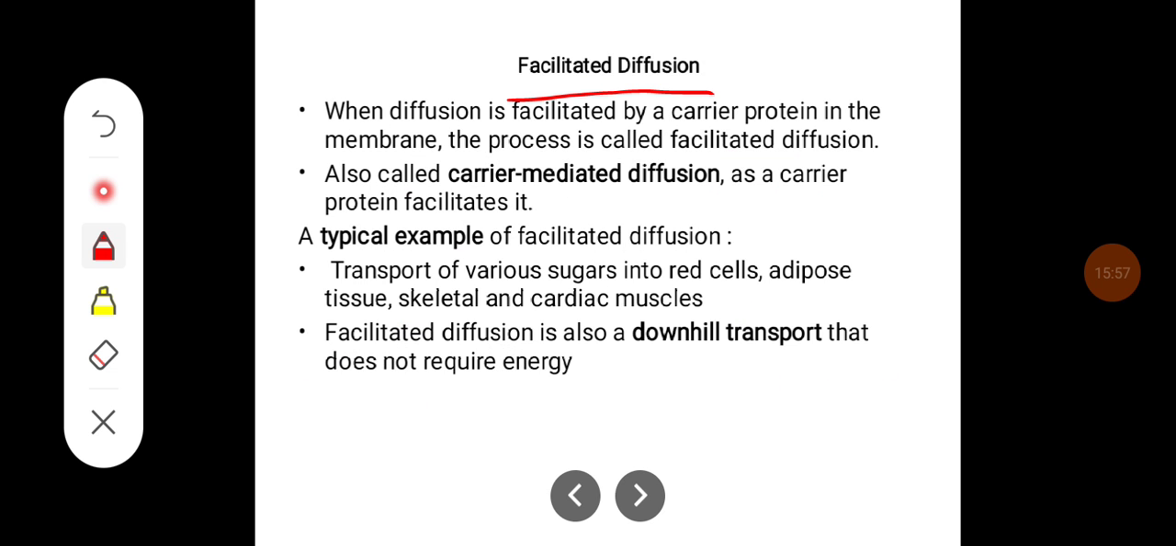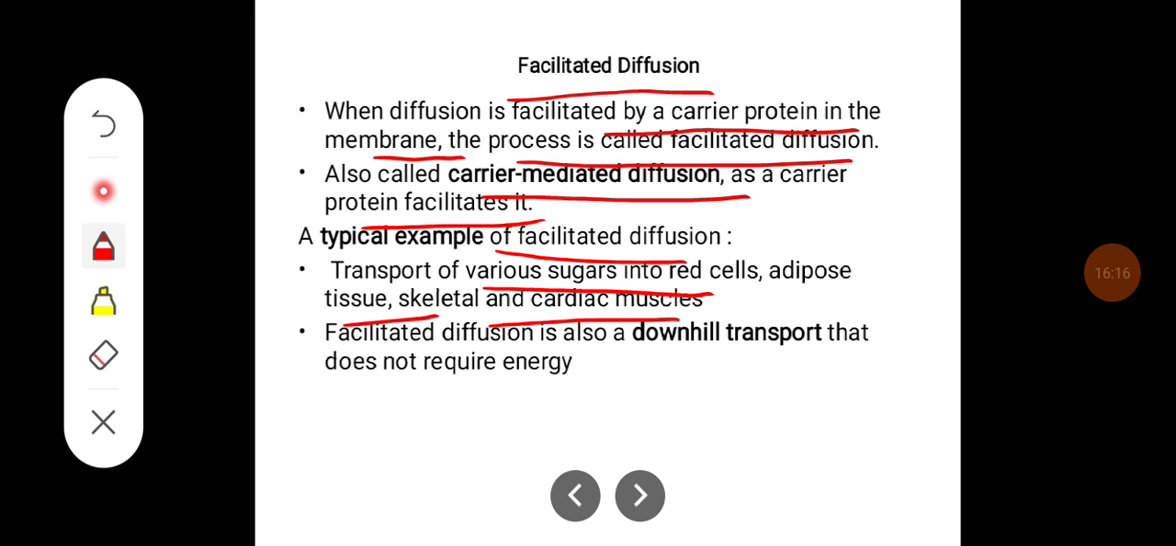Facilitated diffusion. When diffusion is facilitated by a carrier protein in the membrane, the process is called facilitated diffusion. Also called carrier mediated diffusion, as a carrier protein facilitates it. Typical example of facilitated diffusion is transport of various sugars in red cells, adipose tissue, skeletal and cardiac muscles. The facilitated diffusion is also a downhill transport that does not require energy.